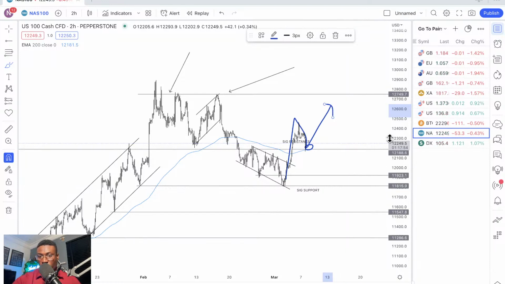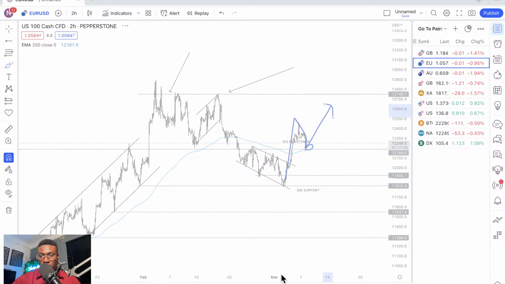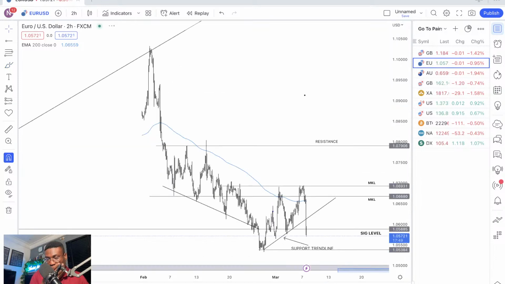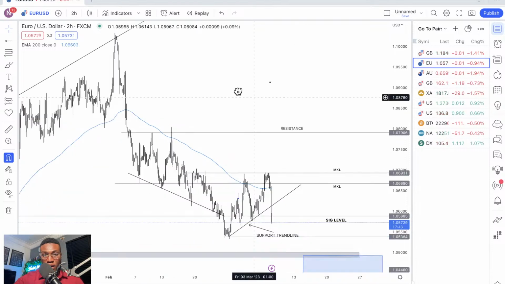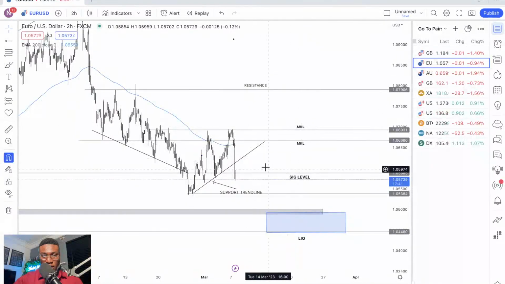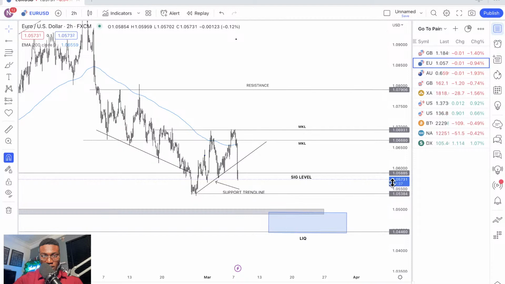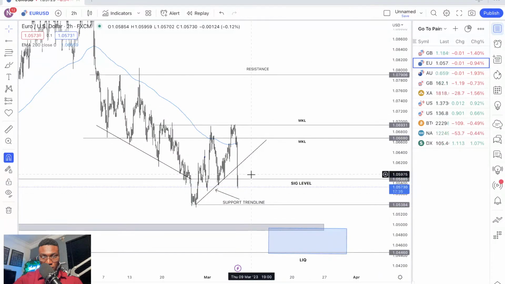EURUSD. We just talked about EURUSD. Remember I told you guys that we're currently sitting at a significant level. We've broken below this support trend line that has served as a strong support trend line in the past for the euro-dollar market. We've broken right below it.